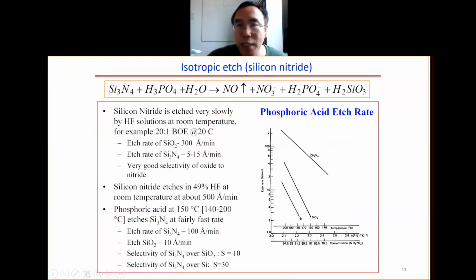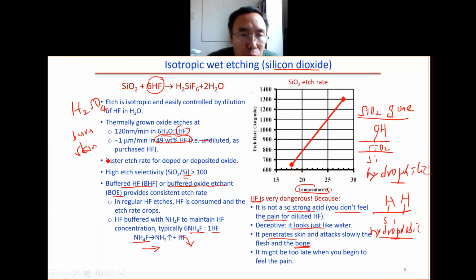So now we look at the etching of the silicon nitride. The silicon nitride can be etched away by the HF. Here we call it BOE, the buffered oxide etch. So we have the ammonium fluoride and HF mixture.